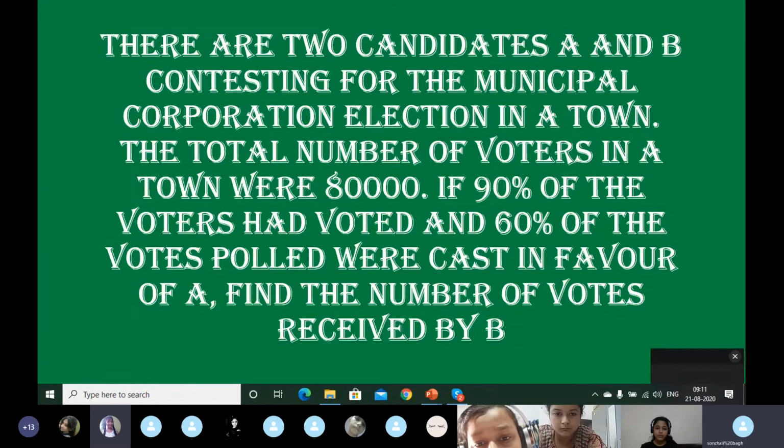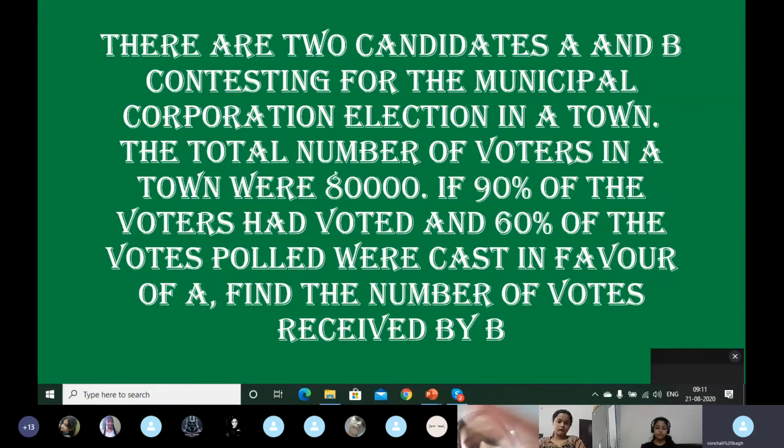First we have to take out the percentage of 80,000, then we can get the voters who voted. Right, because all the voters of the town have not voted. So we have to first find out how many voters have voted.